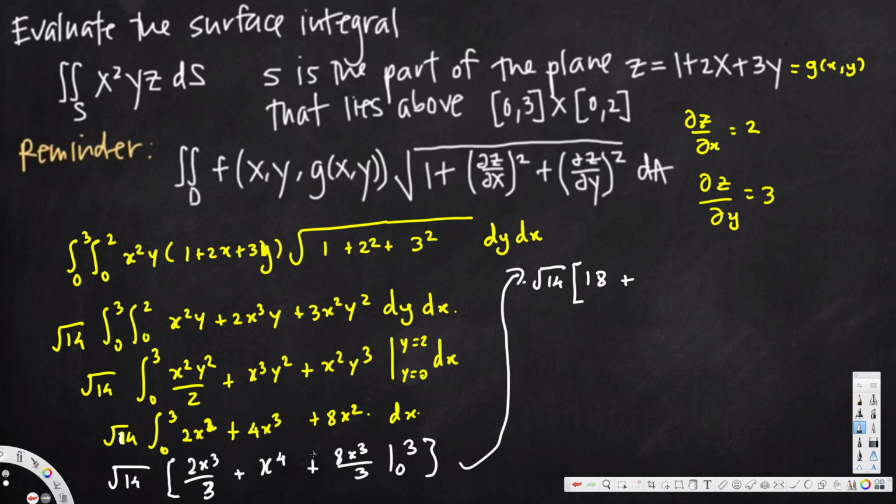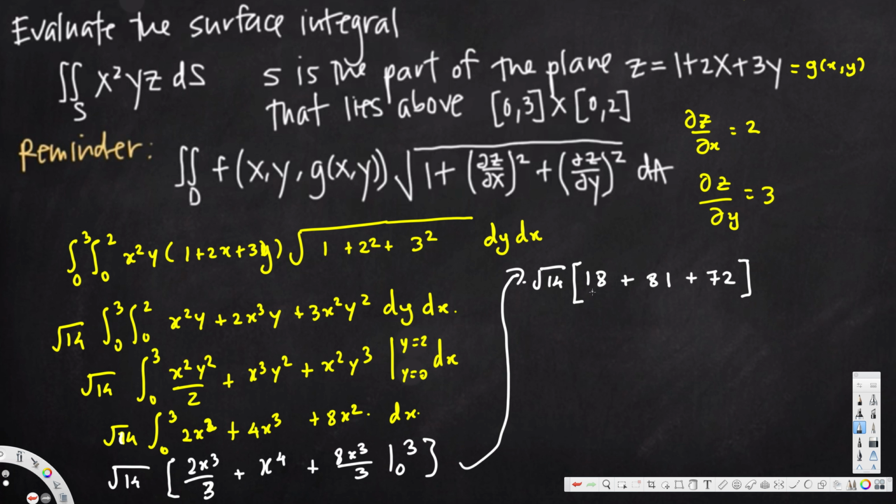Then x to the power 4, here we plug in 3 to the power 4 is equal to 81, so this is going to be just 81, plus 8x cubed divided by 3. 3 cubed is 27 divided by 3, that's going to be 9. 9 times 8 is equal to 72, and that's it. Then if we plug in 0, all of them are going to become 0, because you can see this one 0, this one 0, this one 0, so we are going to have this one as the final answer.